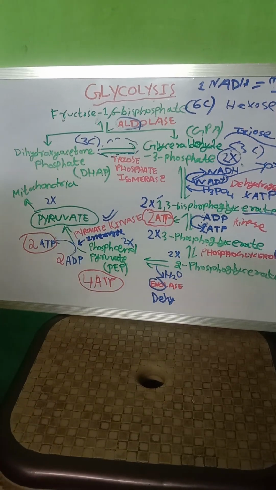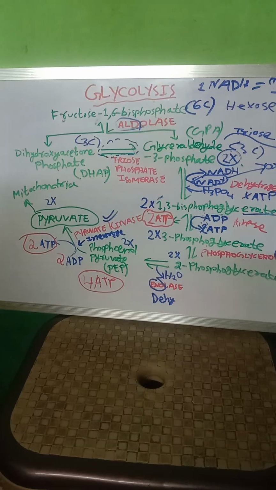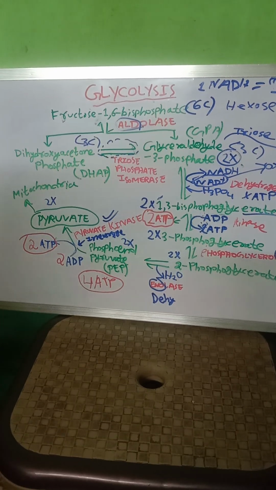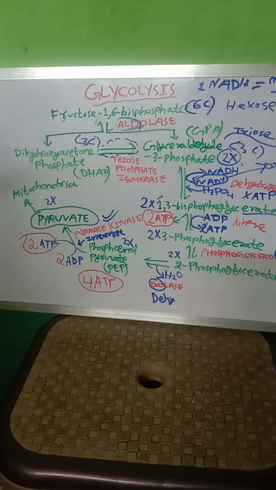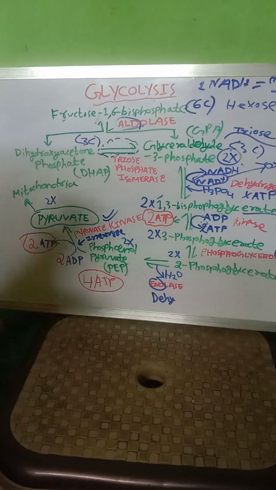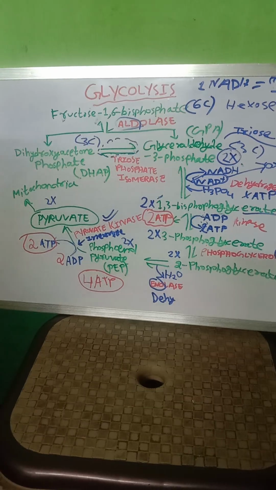Now think about what I've said before. You have studied in junior classes that in glycolysis we get only 2 ATP. Why is it? We actually get 4 ATP, but we had already invested 2 ATP in the previous step. That's why we are now getting 2 net ATP, because 4 minus 2 is 2.